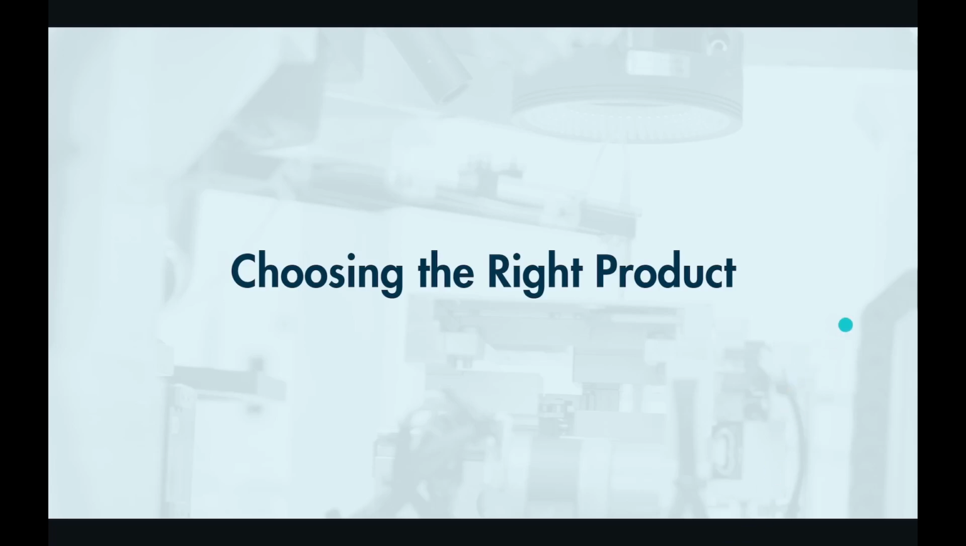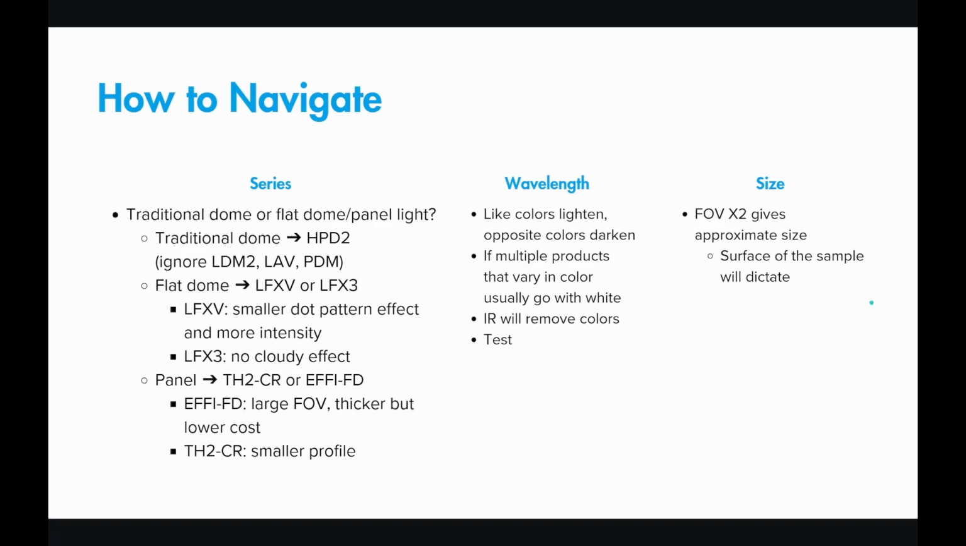So now on to choosing the right product. So how to navigate. If I am doing testing and I have an application that comes up, and with my own experience, I know that a dome light is going to be what I need, but I'm not 100% sure which kind of dome light or exactly which dome light from the catalog or from CCS's product lineup is great. I can kind of think of it in terms of the series, the wavelength, and the size.